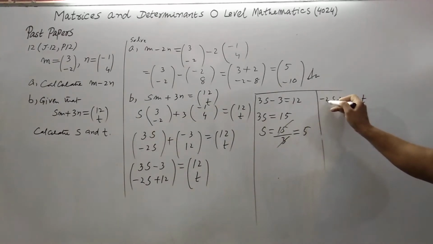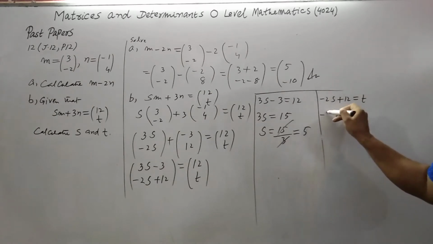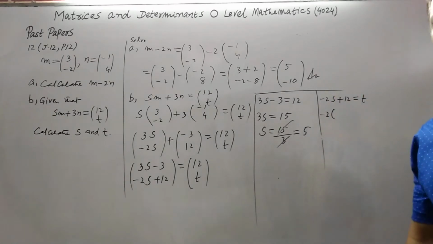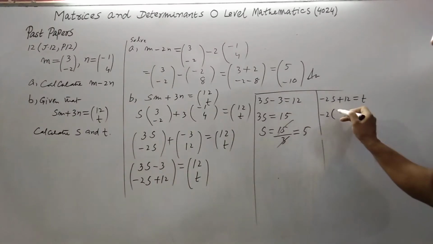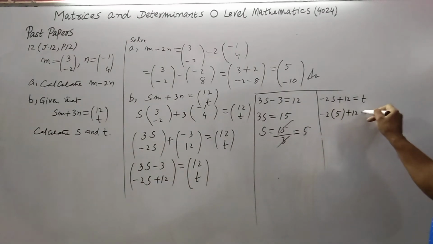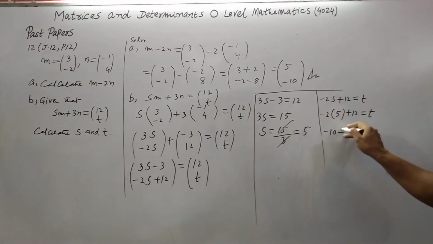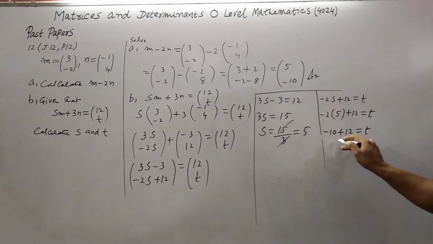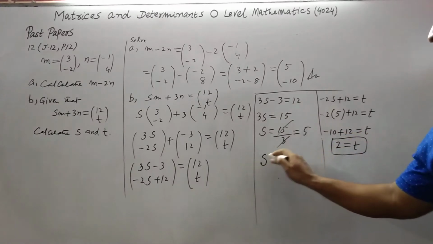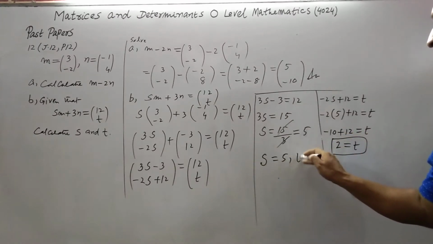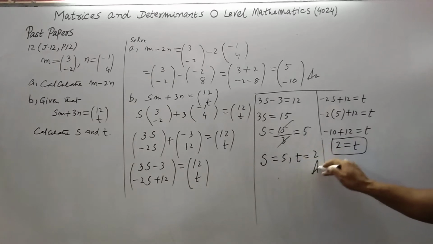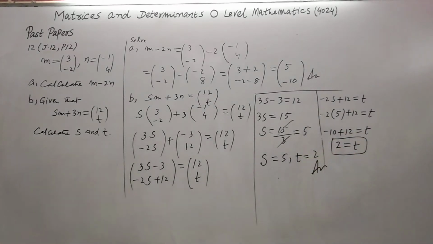Now this is minus 2s plus 12 is equals to t. Minus 2 multiplied by s, we obtained the value of s, that is 5, plus 12 is equals to t. Minus 2 into 5 is minus 10, plus 12 is equals to t, and 12 minus 10 is 2. 2 is equals to t. Hence the value of s is 5 and the value of t is 2 is the final answer. Hope you understand this part. It's very easy.